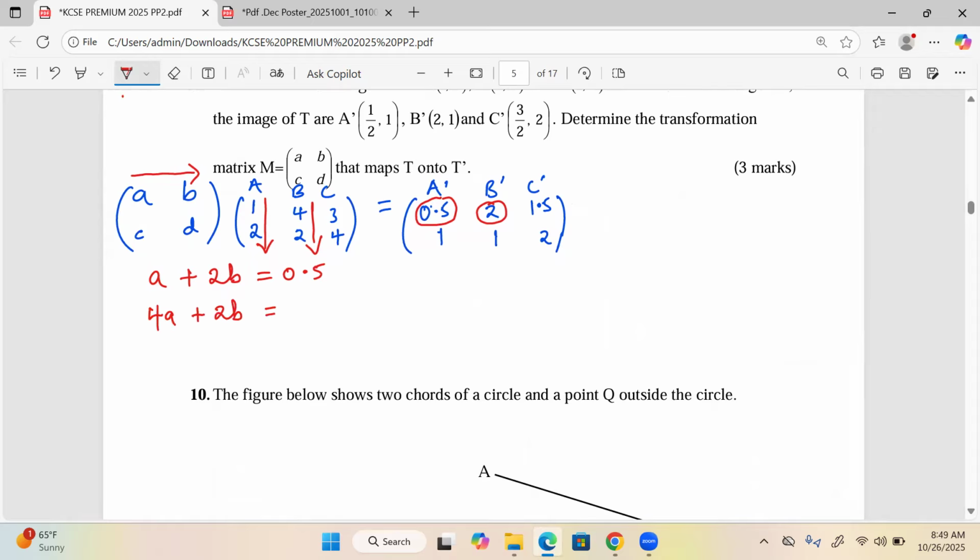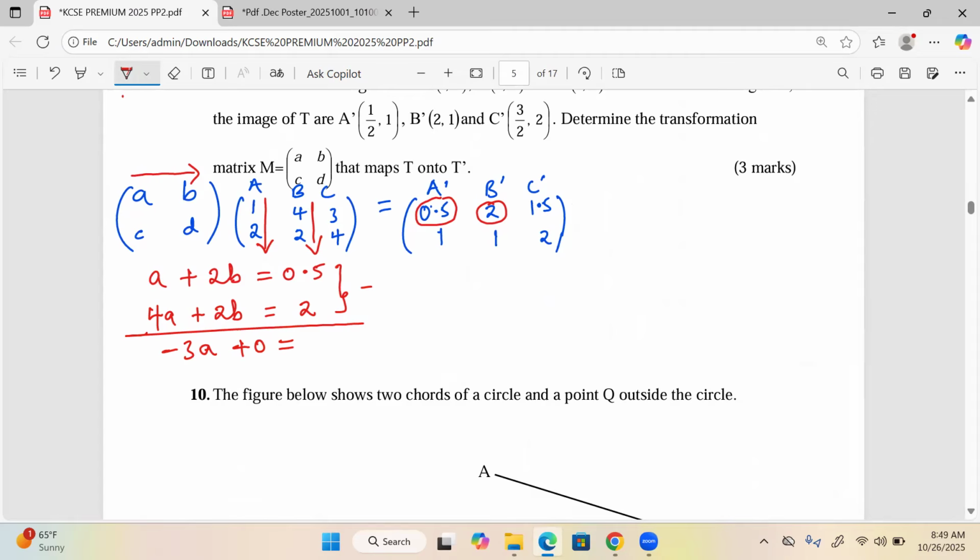So we have equation 1 and equation 2. We can solve them simultaneously by eliminating B. Look at the coefficients of B. They are already equal. If the coefficients of B are equal, then we can subtract downwards. A minus 4A, we get negative 3A plus a 0, equals 0.5 minus 2. We get negative 1.5.